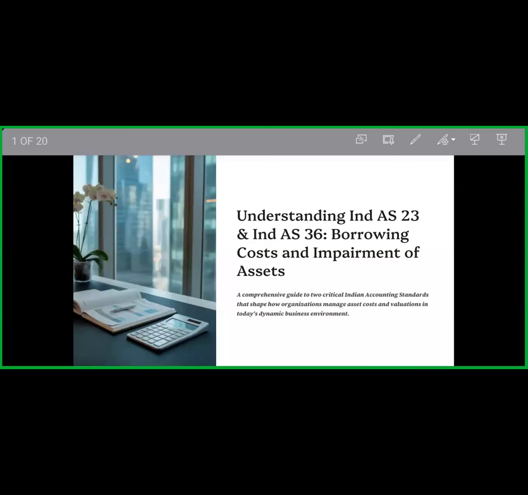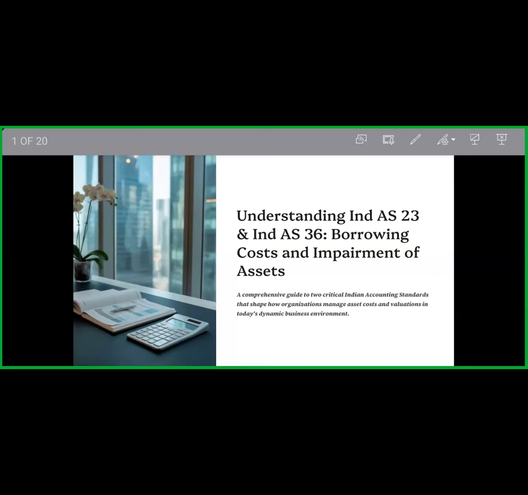Here are the guidelines given in Standard 23 for the borrowing cost. Which are the different types of borrowing cost, we are going to understand in these sessions. And how we make the entries of this borrowing cost into the financial statements, we are going to understand in this session. The impairment of assets, that latter part we will see in the second half of the session.